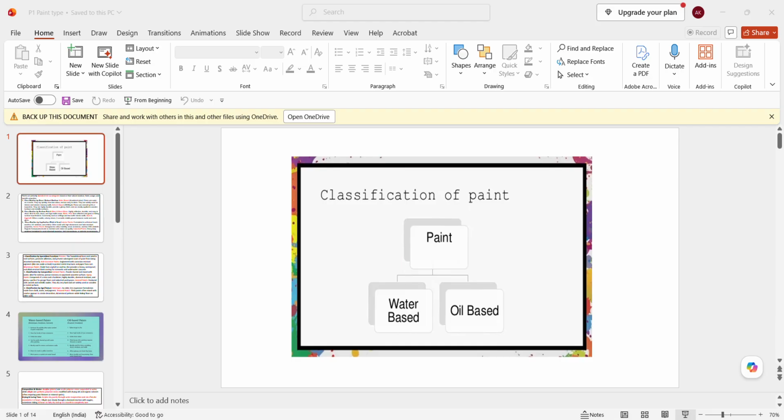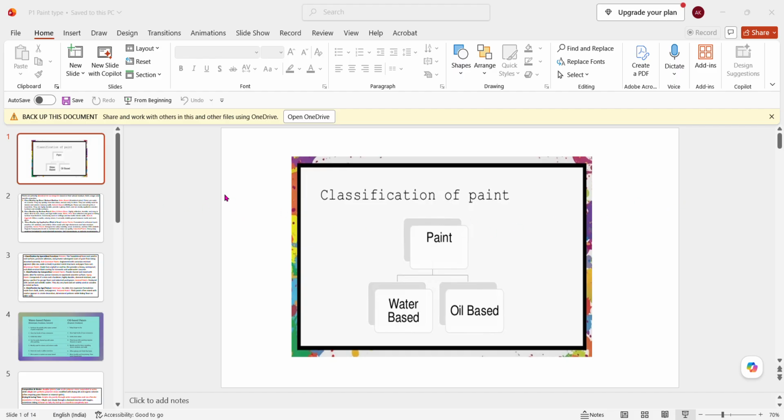Then I have told you about the binders. There are acrylic binders, a polymer resin suspended in water. What is acrylic? Acrylic is a plastic, that is the binder, and then pigments give the color. So acrylic is water based. And alkyd: what are alkyds? They are synthetic polyester resin, and there we are using oil or organic solvent.